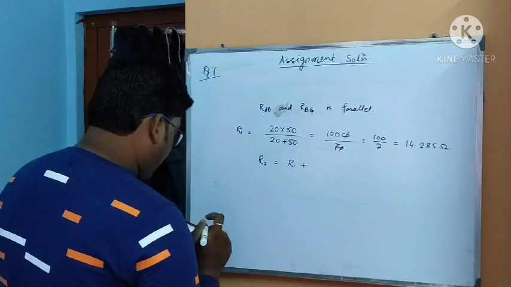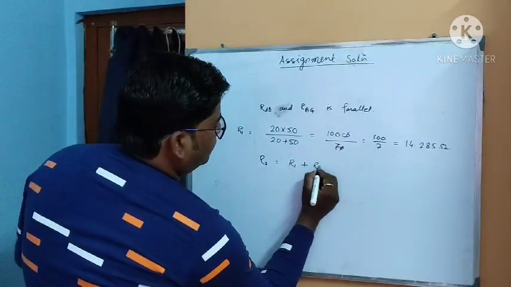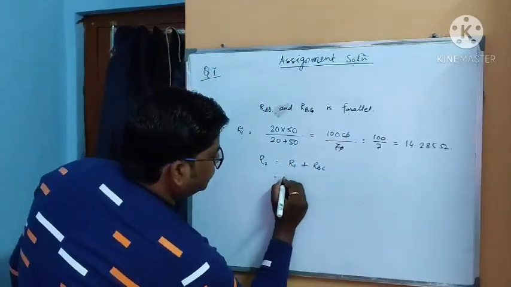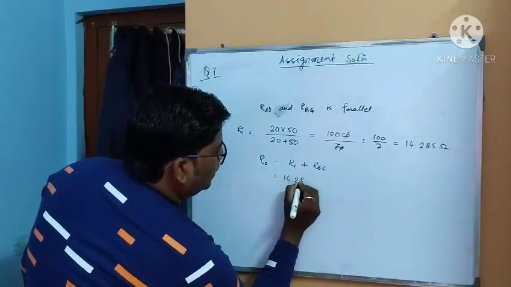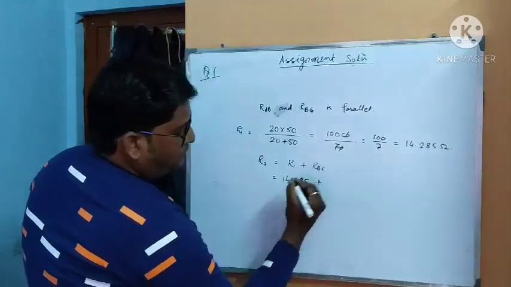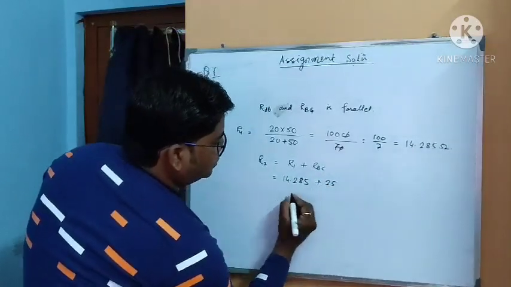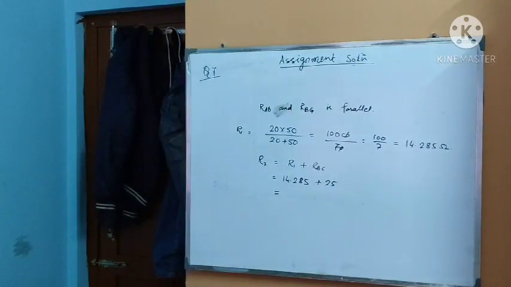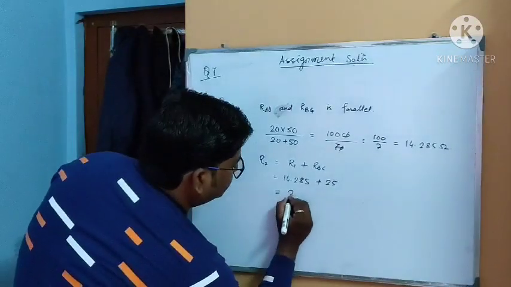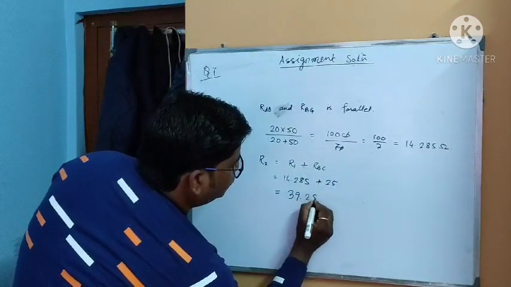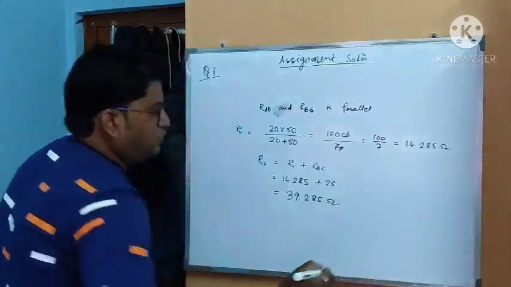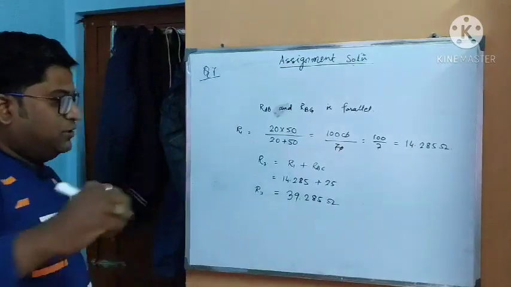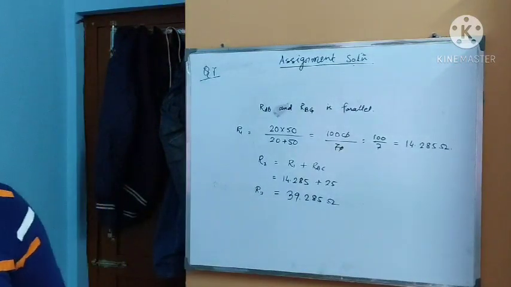Series combination of R of BC. R1 we have already calculated, that is 14.285. What is the value of RBC? RBC we have 25 ohm resistance. So this will result in 39.285 ohm. Okay, so this we are getting as R2. This is the series combination of R1 and R of BC.